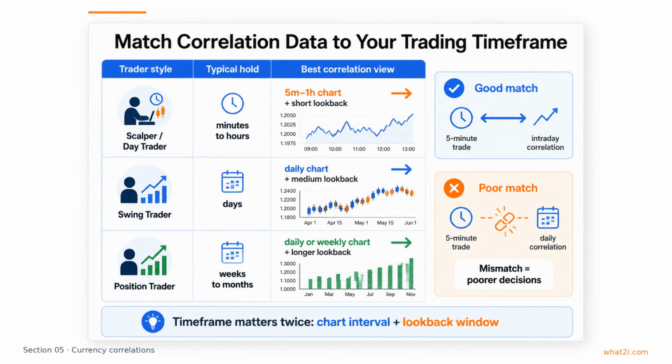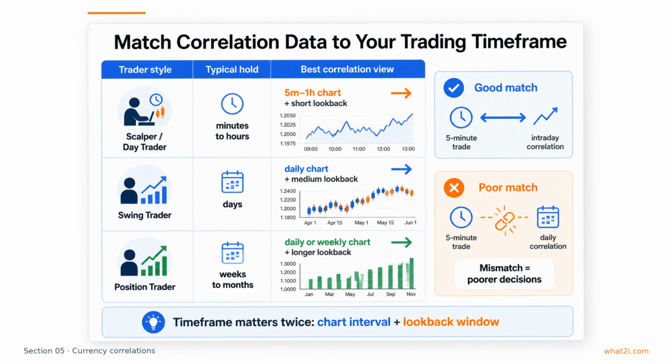Correlation only becomes useful when it matches your trading time frame. A short-term trader might care about how pairs behave on intraday data over a short look-back window. A swing trader will often focus more on daily data, while a position trader may use daily or weekly data over a longer period. If you trade on a 5-minute chart but rely on a daily correlation reading, the mismatch can lead to poor decisions. In other words, time frame matters twice: in the chart interval and in the look-back period. Good correlation analysis should fit the way you actually hold trades.